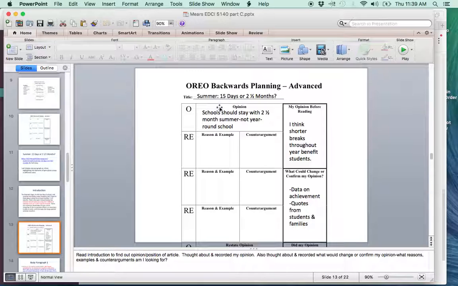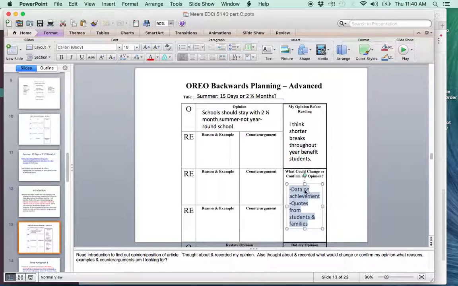Looking at my graphic organizer, I filled in the title and the author's opinion that we should stay with the traditional school schedule, not year-round school. Now, in order to help me determine if this is an excellent persuasive essay, I need to think about what my opinion is and what could change or confirm my opinion. So my opinion is that we should have year-round school, that the shorter breaks throughout the year might benefit students. In order for the author to change my opinion, I would want to see data on students' achievement and quotes from students and families. So I will be looking to see if any of these reasons or examples will be included.